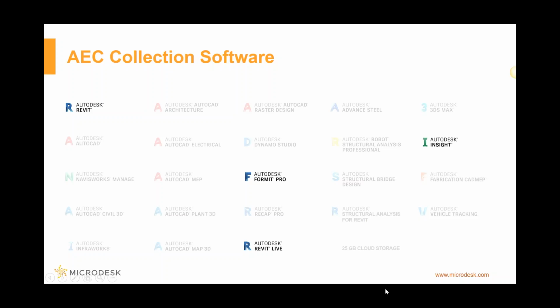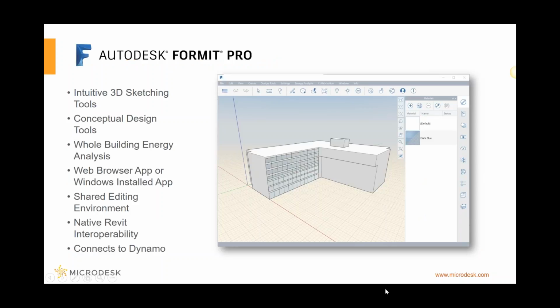All right. So as I said, we're going to be focusing on these 4 products today. So let's go ahead and get started with the first one. Autodesk FormIt Pro offers intuitive 3D sketching tools as well as conceptual design tools, whole building energy analysis, web browser apps as well as desktop applications, a shared editing environment, a direct connection to Dynamo, and probably the most exciting part of this is the native Revit interoperability. So let's take a look at these features a little more closely.